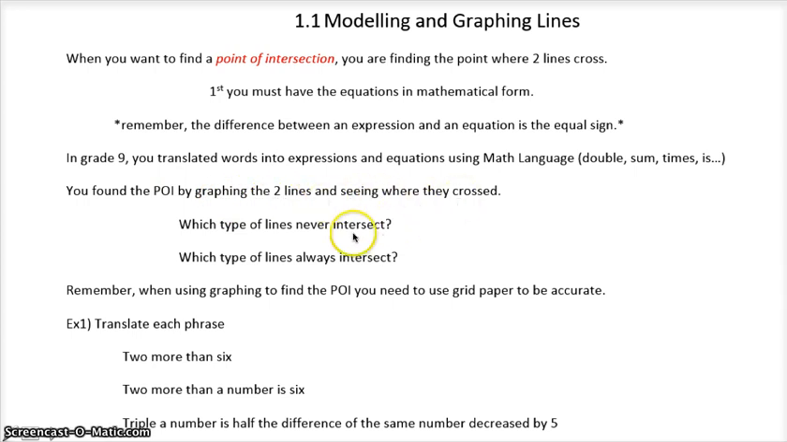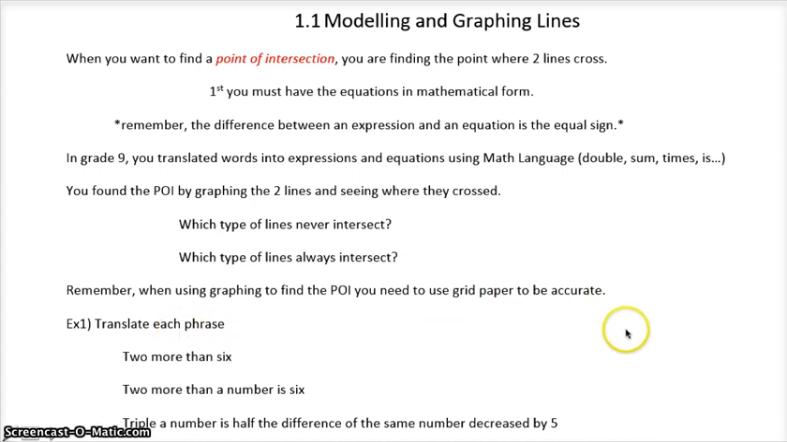So think back, which type of lines never intersect? Okay, so if you think about lines that will never intersect, they're lines that are parallel. What type of lines always intersect? Lines that are sitting on top of each other always intersect. So remember, when using graphing to find the point of intersection, we need to use graph paper, grid paper, to be accurate. So first let's go back and practice translating each phrase.